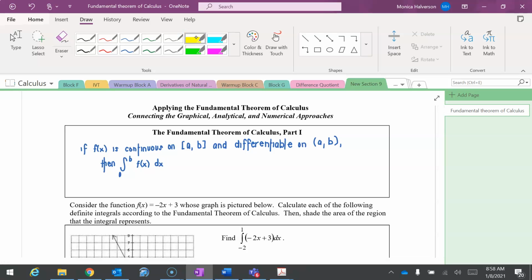And you know you're being asked to find the definite integral of a function when that integral symbol includes an upper limit and a lower limit. And to find that integral value, you are going to plug in these upper and lower limits into the antiderivative and take their difference.